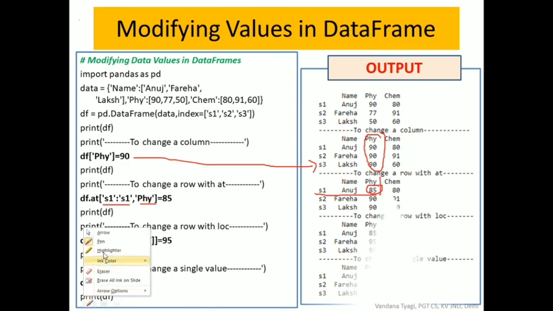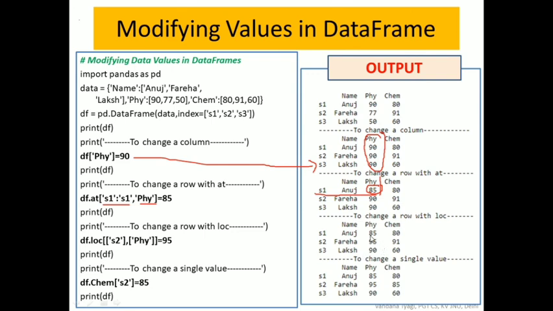Now see, for S2 physics we are changing it to 95. This is my S2 and this is my physics marks. S2 here it is 95, so we modified the marks of student 2 in physics to 95. Similarly, in chemistry student 2 marks we have changed to 85. For student 2 in chemistry, earlier it was 91, now we changed it to 85. This way we can modify the data frame's values.